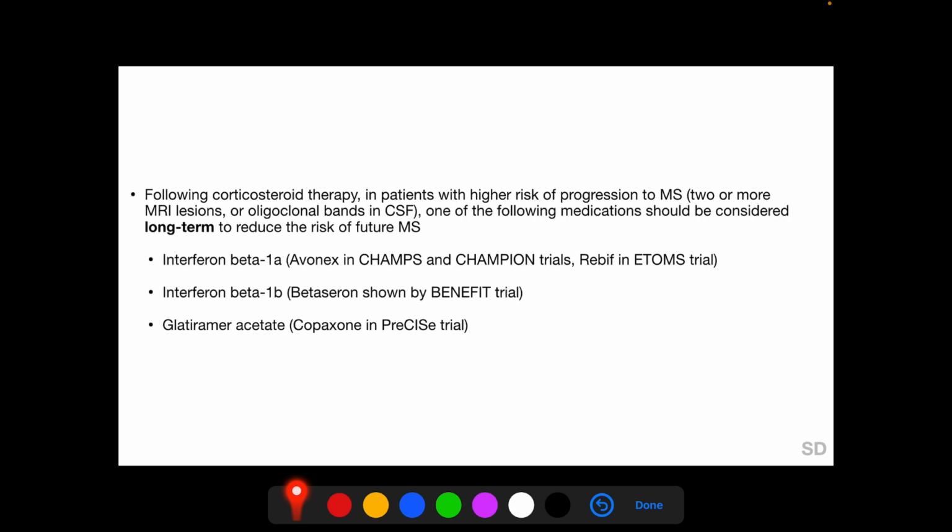Following corticosteroid therapy, in patients with higher risk of progression to MS, that is, who show 2 or more MRI lesions or who show oligoclonal bands in CSF analysis, one of the following medications should be considered long term to reduce the risk of future multiple sclerosis. These drugs include interferon beta 1A, interferon beta 1B and glatiramer acetate. So these are the drugs and the trials which showed their benefit.